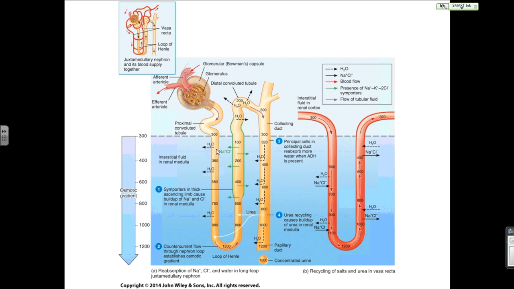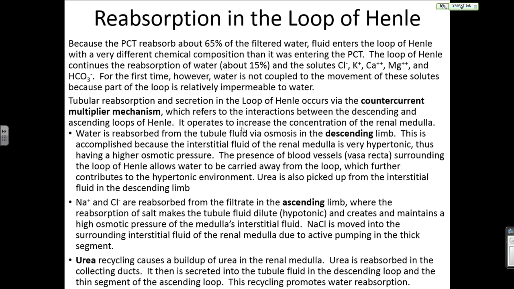Why this water is reabsorbed here is because of what's happening over here on the other side of the loop of Henle. We have the descending limb on the left here and the ascending limb over here on the right. If I go back, tubular reabsorption and secretion in the loop of Henle occurs by way of a countercurrent multiplier mechanism. The first of the interactions between the descending and the ascending loops of Henle operates to increase concentration of the renal medulla, and we reabsorb water from the tubule by way of osmosis in the descending limb, what I just showed you in the figure.